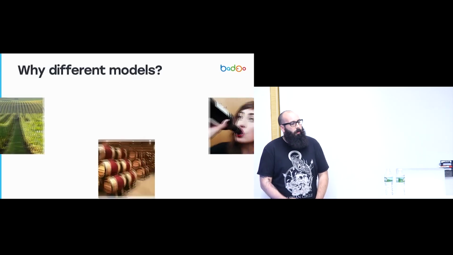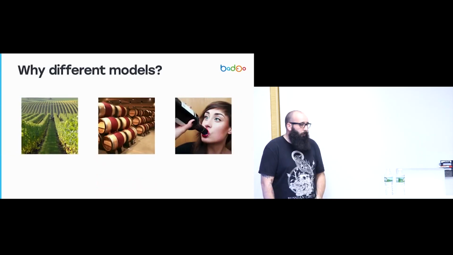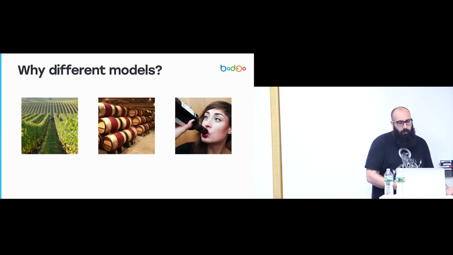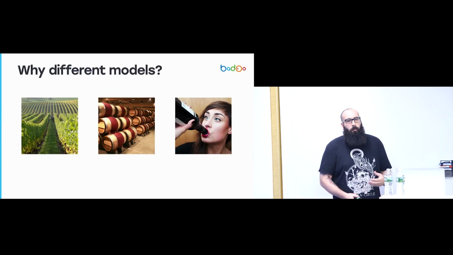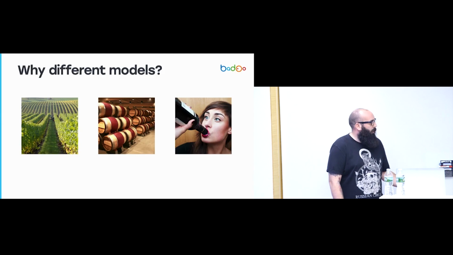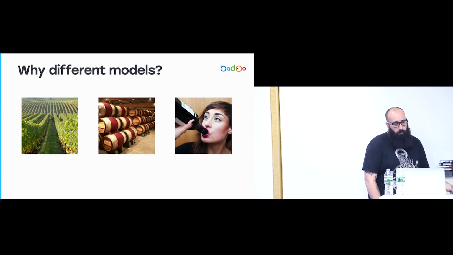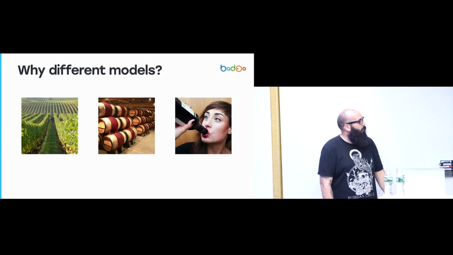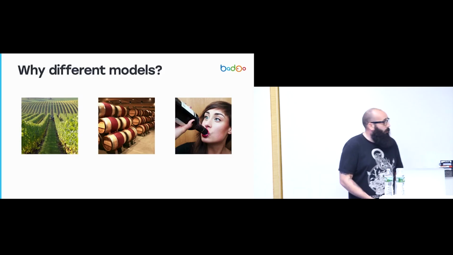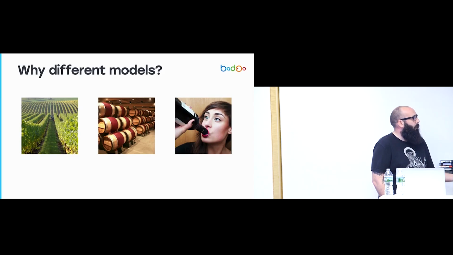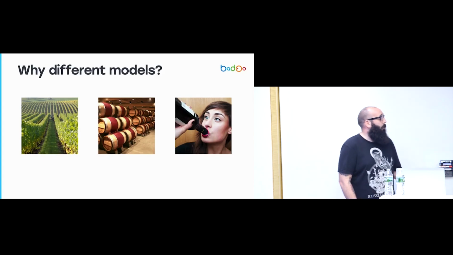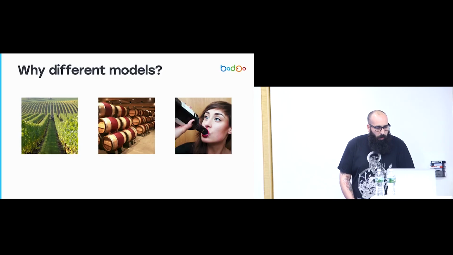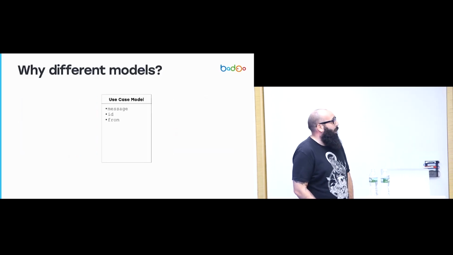So why do we have different models? If you think of it in terms of wine, at different stages of production, different models make sense. At the vineyard, it doesn't make sense to think of it in terms of bottles. It makes sense to think of it in terms of grapes. At the end user, it makes sense to think of it as a bottle. You're probably not going to be thinking about it as barrels, and you're certainly not going to be thinking about it as grapes. So how does this look in an actual application?